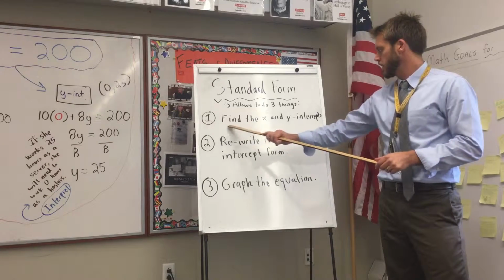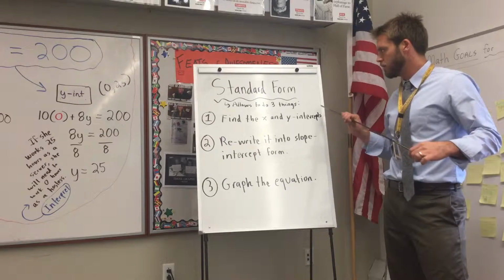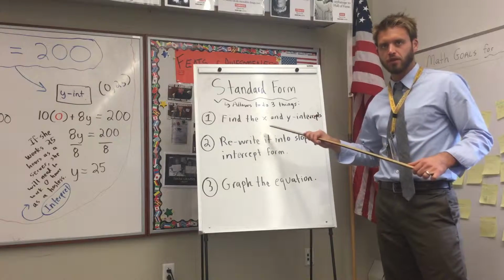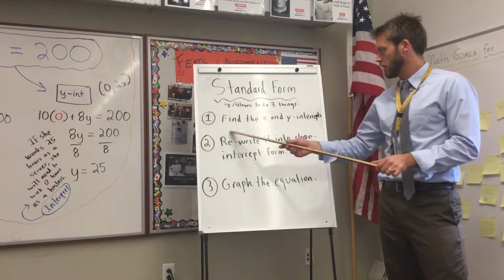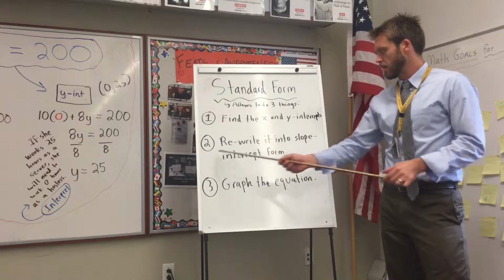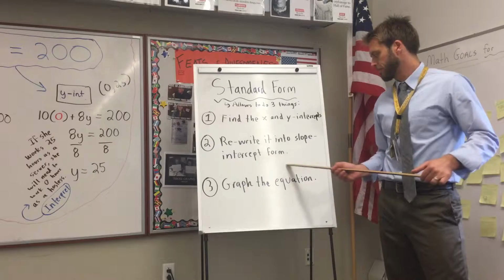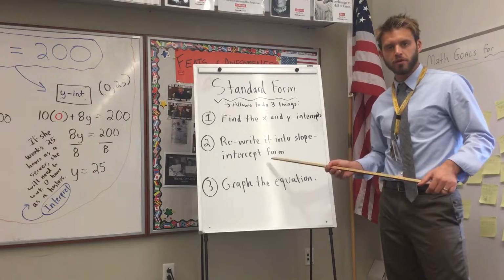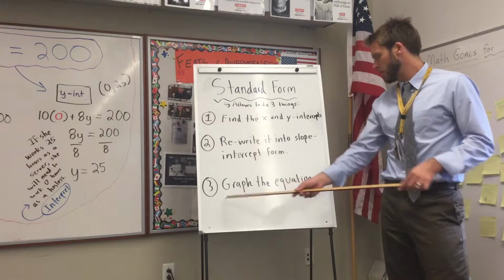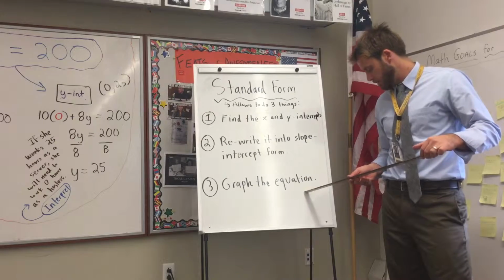One, it allows us to find the x and y intercepts of a linear equation when graphed on a line, and it also allows us to understand what those things mean. Two, it allows us to rewrite the equation into slope-intercept form, which, if we know slope-intercept form, is helpful. It relates to something we know. And three, it also allows us to graph the equation.